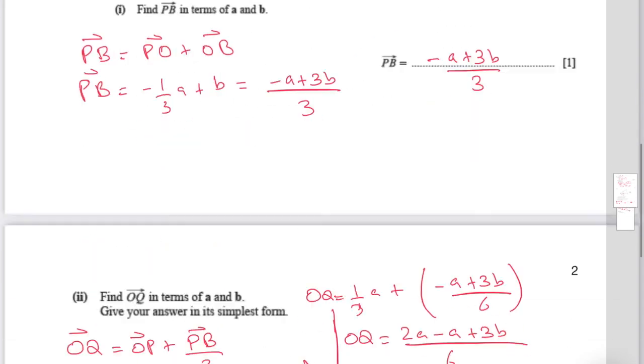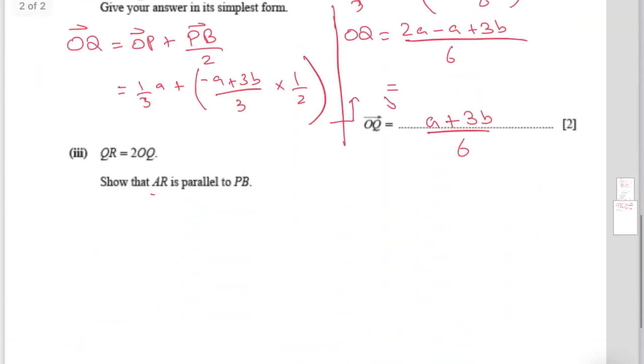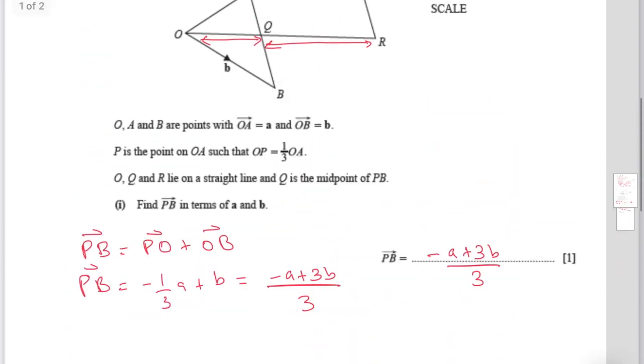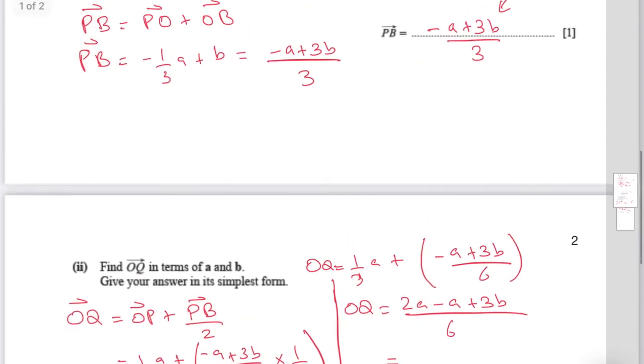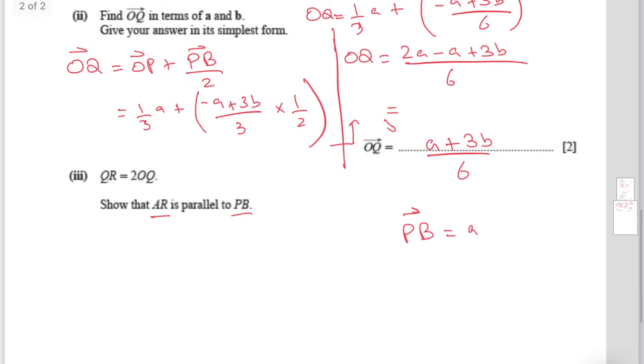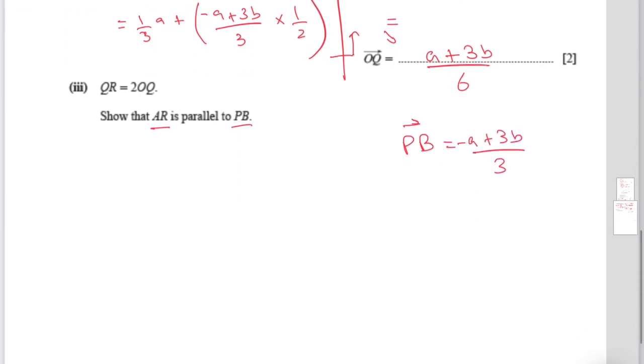But let's see what the question is asking us. They're asking us to compare AR and PB and prove that they are parallel. So we do have PB. PB is this. Let's write that on the side. So vector PB is equal to, what was it? Negative A plus 3B, negative A plus 3B over 3.